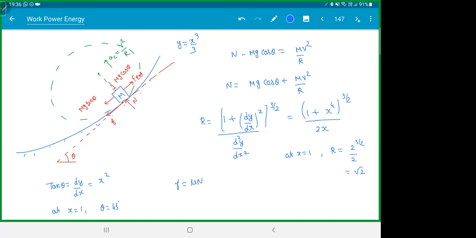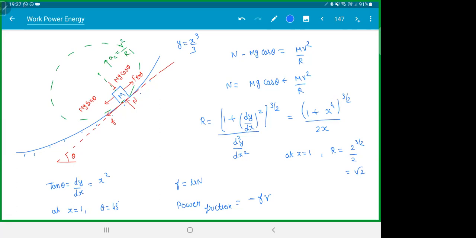Friction will be mu into n because it is slipping. And power due to friction will be, F and V are opposite, minus FV. Take the steps. You can substitute the values and check it out. Please check the steps. You have done all this thing actually, friction and all. The only thing is power due to friction will be minus F into V.